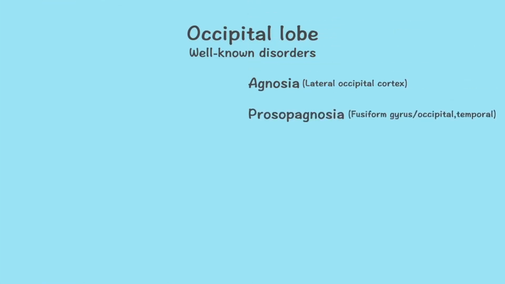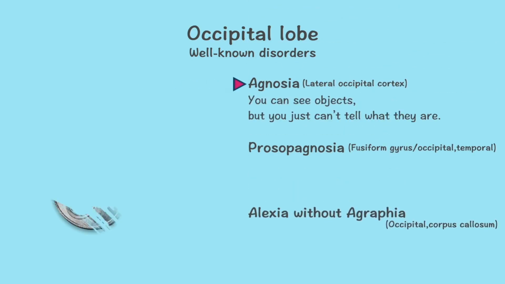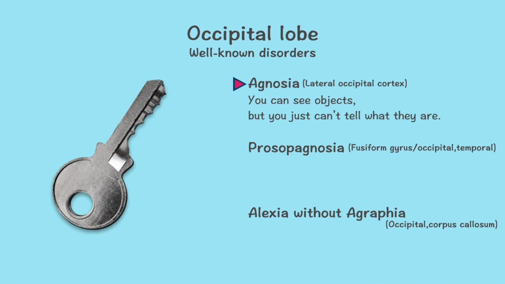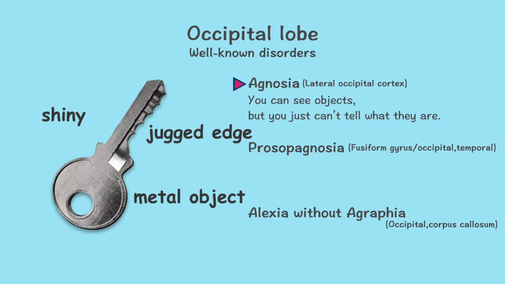Do you know any other well-known occipital lobe disorders? With visual agnosia, you can see objects, but you just can't tell what they are. Imagine looking at a common object, like a key. You can see its shape, color, and texture, but you cannot recognize what it is. You might describe it as a shiny, metal object with a jagged edge, but you don't know it's a key until you touch it or someone tells you.